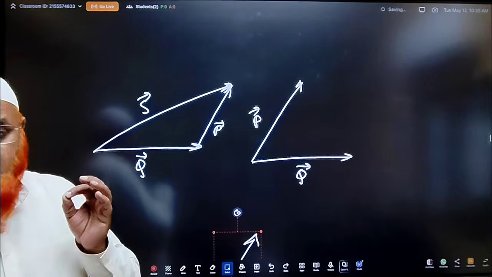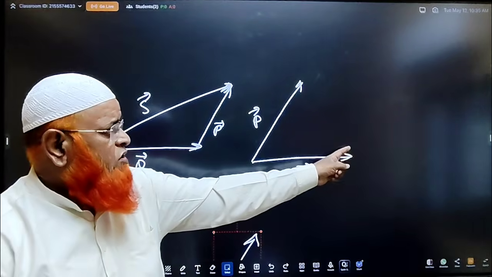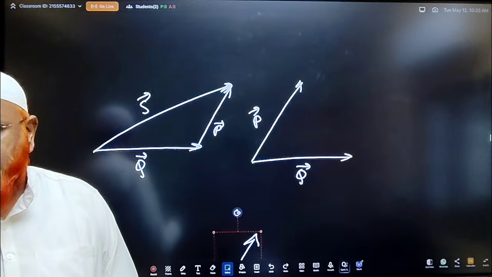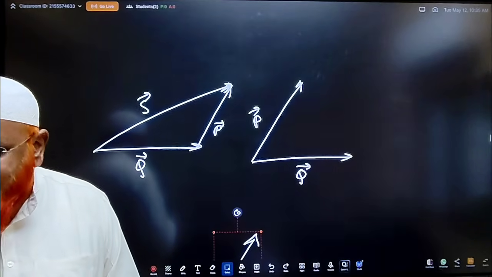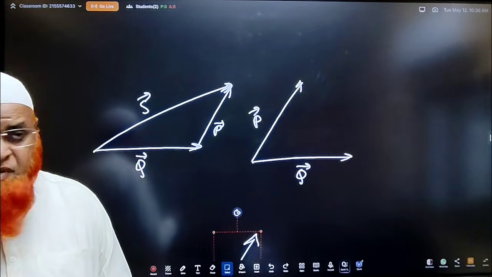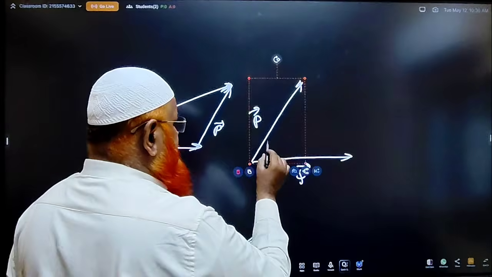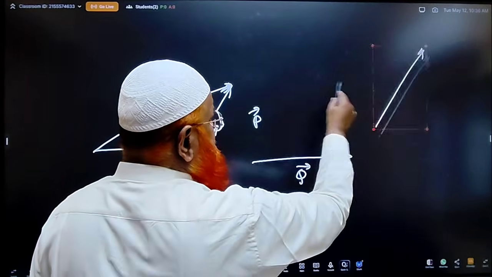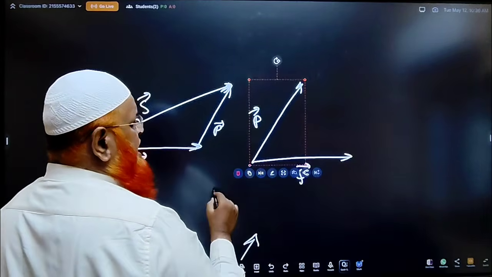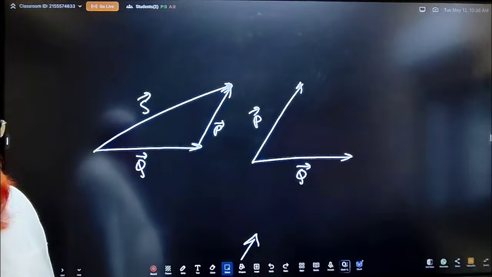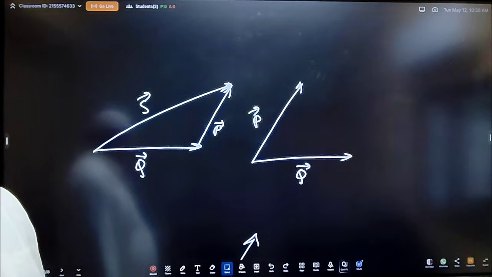But the thing is, once you displace the vector from one point to another point, that is called an equal vector. Equal vector means what? By maintaining the magnitude and direction the same, you can take a vector from one place to another place, anywhere. But its direction should be the same and magnitude should be the same. This is called a parallel vector.